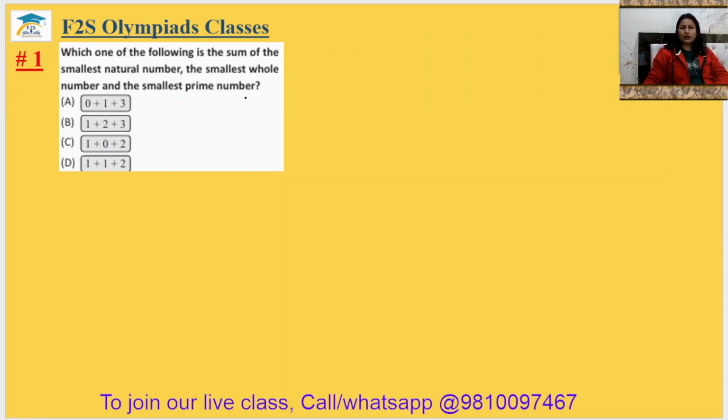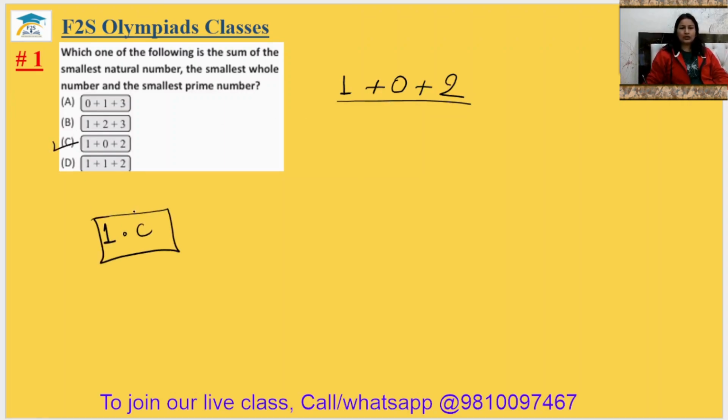Which one of the following is the sum of the smallest natural number, the smallest whole number and the smallest prime number? The smallest natural number is 1, the smallest whole number is 0 and the smallest prime number is 2. So 1 plus 0 plus 2 should be the answer. It is in option C. The first answer will be option C.